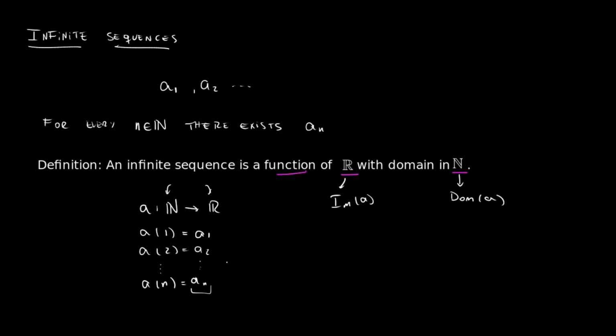The notation we usually use for sequences is this one. We use curly braces, a sub n, and then say which variable is moving in this sequence. The thing that's moving is this argument here, and that is the n. We can write it like this. Also a sub n with n in the set of the natural numbers, or we can just simply say a sub n. Let's have a look at a few examples.